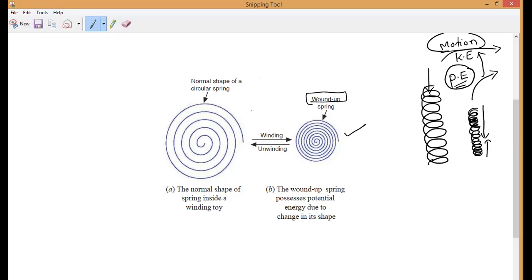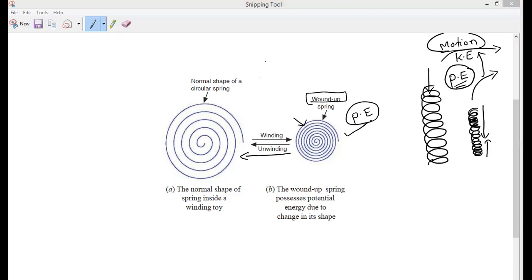For example, let me take this unwinding spring also. Now, if the spring is compressed, compressed means a winding spring. So in this case, the energy possessed by this body is potential energy. Now, when it turns into unwinding, then the potential energy will be converting into which energy, guys? Kinetic energy. So that is what you have to remember.